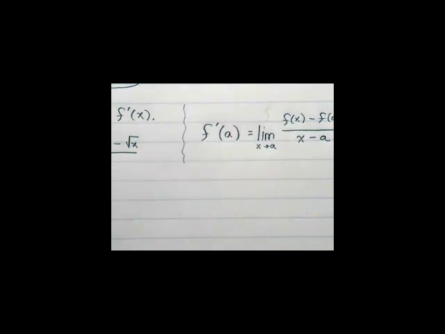Okay, so it should look somewhat familiar, like at least it looks similar to the one that we looked at before, but a little bit different. Okay, so instead of using h, we're just using x. So it's the limit as x goes to a. It's still on the top, kind of a change in the y, on the bottom, change in the x, except we're doing the limit as x goes to a. So think about that.